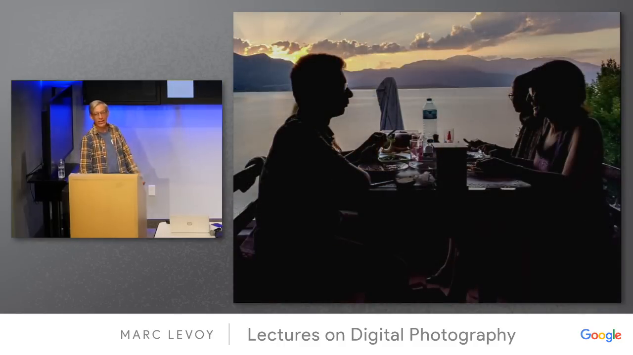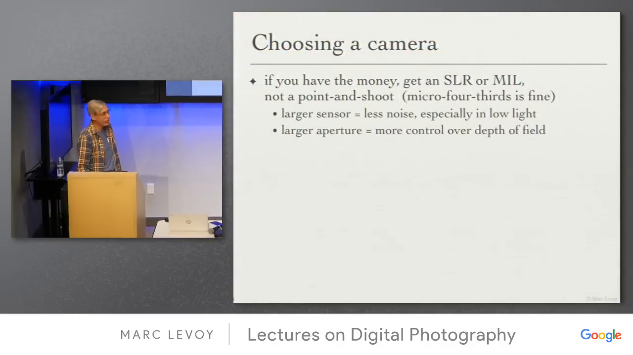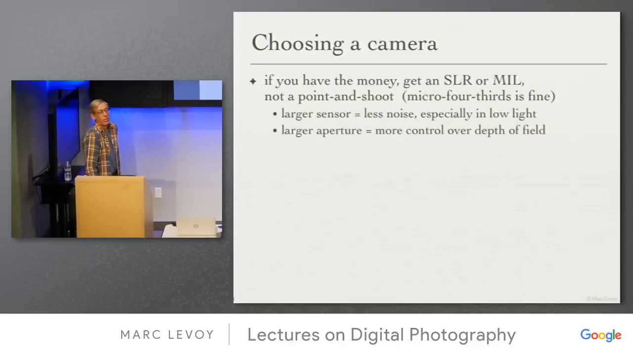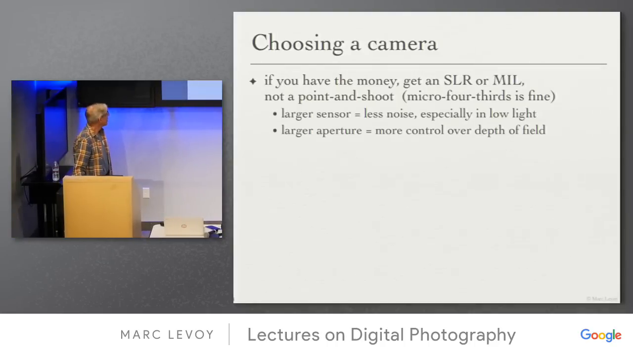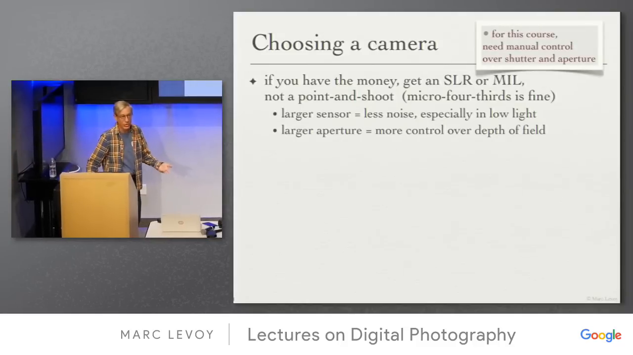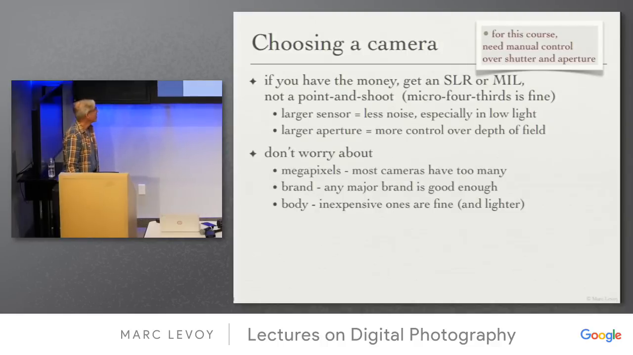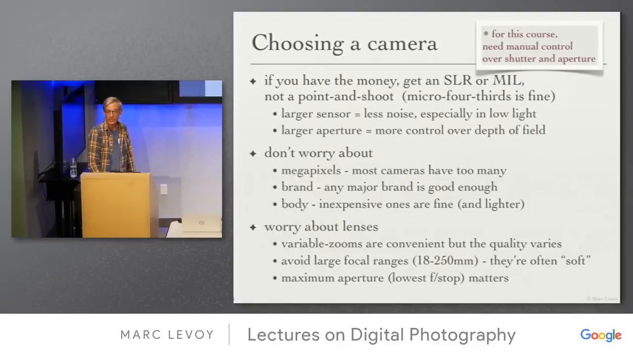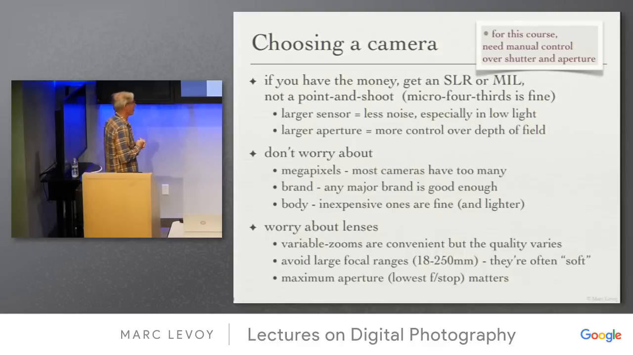But the lens matters. The lens gives you the shallow depth of field. The lens gives you the narrow angle of view. And so there are reasons to buy an SLR. So don't get a point and shoot. At this point, there's no point. The cell phones are really almost as good. The micro four thirds are fine. If you want to do the assignments in this course, you'll need manual control over shutter and aperture. Don't worry about the number of megapixels. All of them have enough. And don't worry about the brand that much for the body. But do worry about the lenses. The quality of the glass really is important.